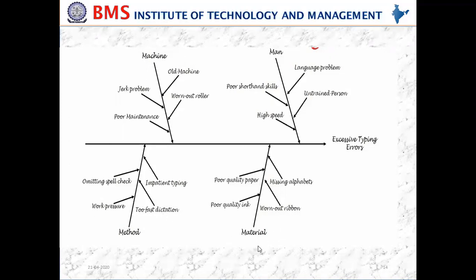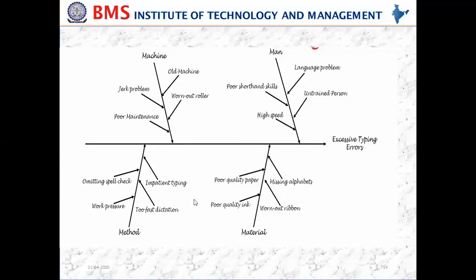And the material talks about the paper, ink, ribbon, alphabets and all those. So you might have poor quality paper on which you have taken the printout, or poor quality ink which you have used for typing, or missing alphabets, or a worn out ribbon, the ribbon which is used for typing, maybe it is worn out. So that's why the errors, maybe that's why it's not displaying.